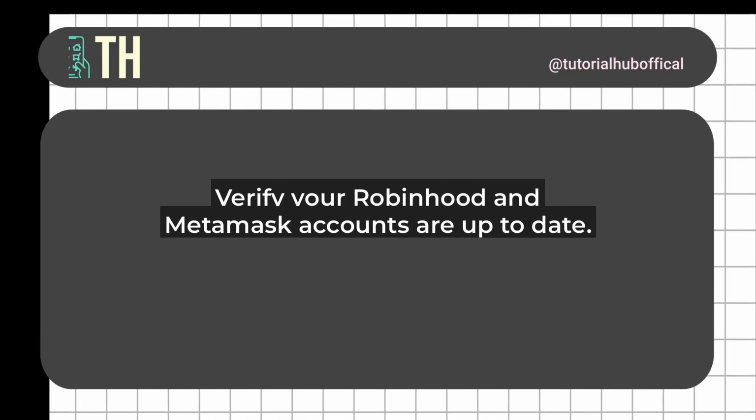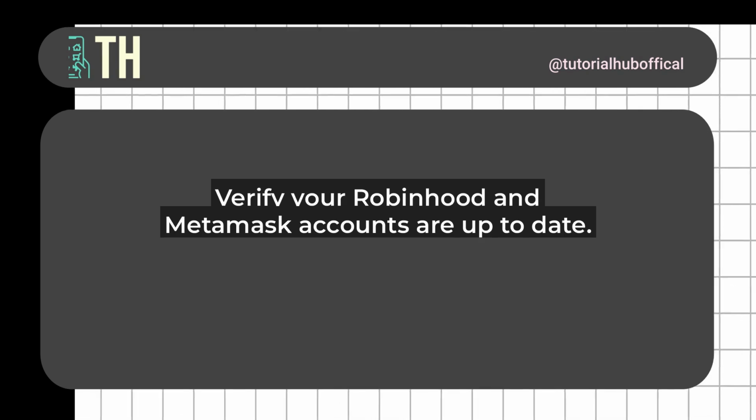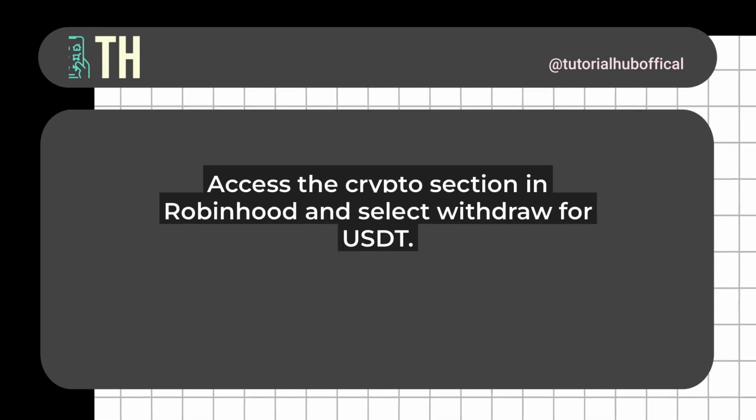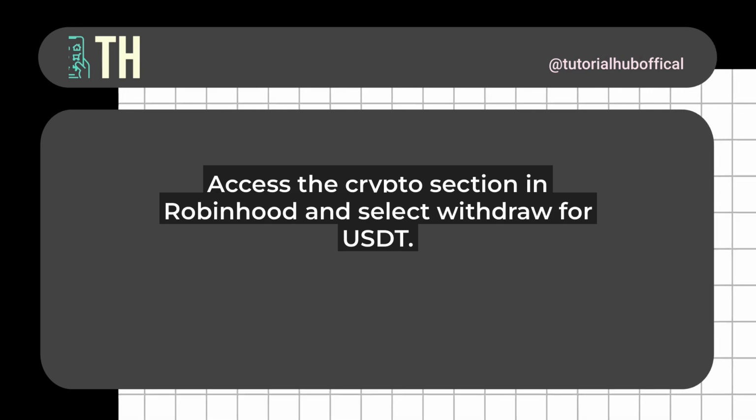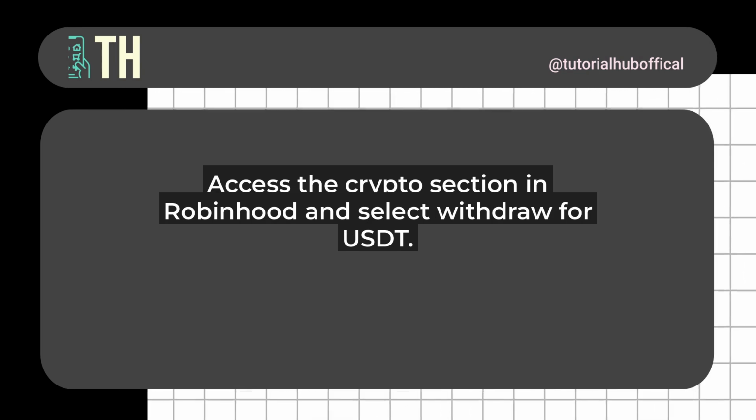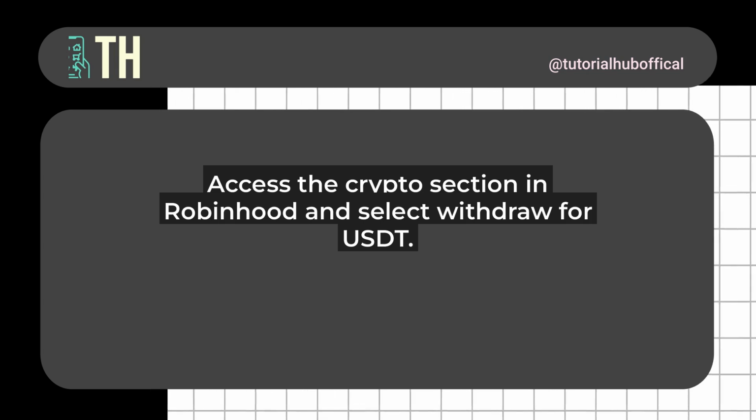First things first, make sure you have both a Robinhood account with USDT and a MetaMask wallet set up. Update your apps to the latest versions for 2025 compatibility. Things like enhanced security and faster transactions are common now.